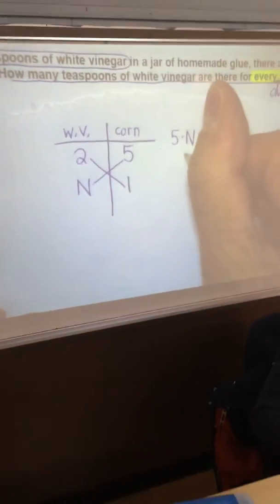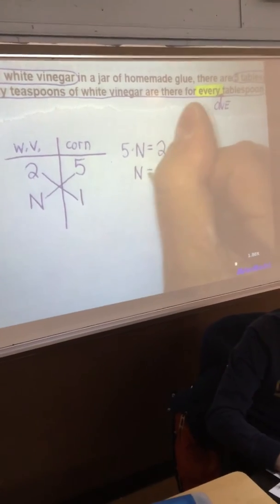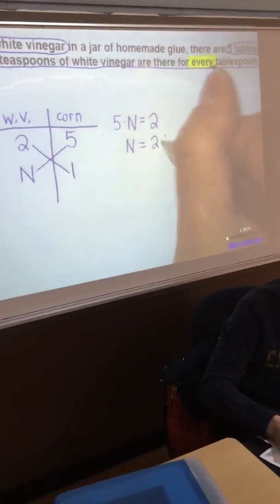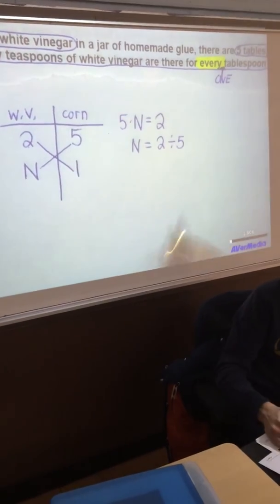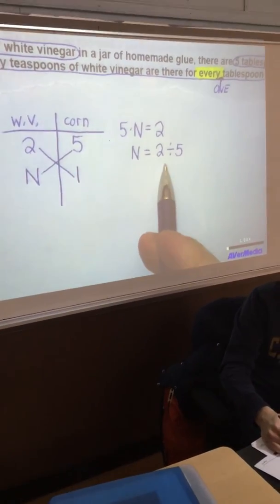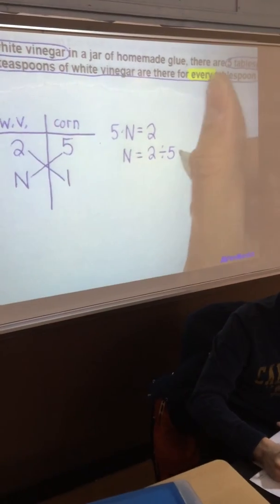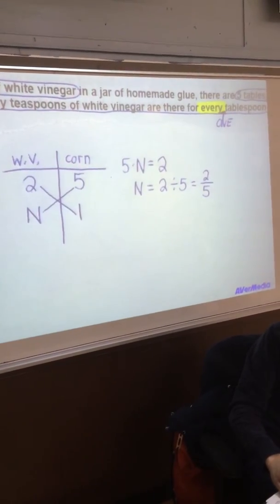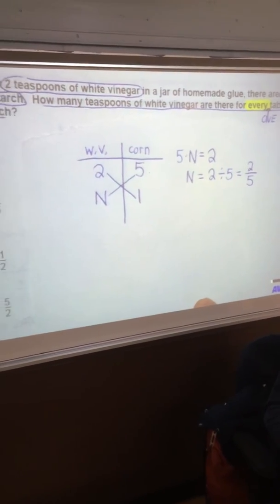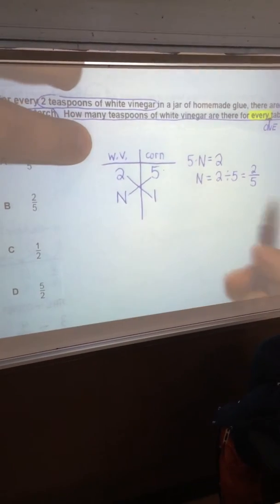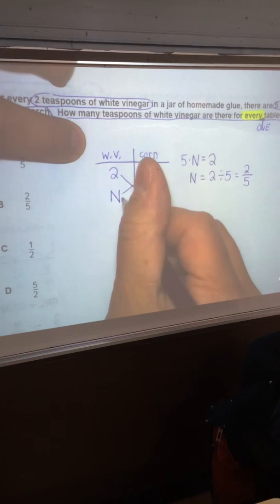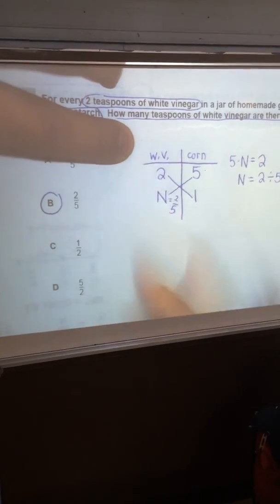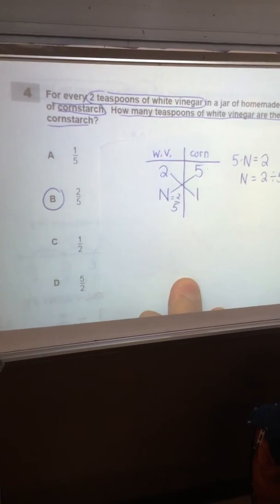Next, we recopy the N, and we know since this is attached by multiplication, over here we're going to do division like that. A lot of kids get confused when they see 2 divided by 5, but that is very simply 2/5. All you do is look for the right answer. N equals 2/5. So the answer to this problem was letter B.